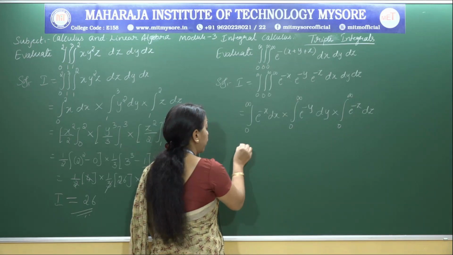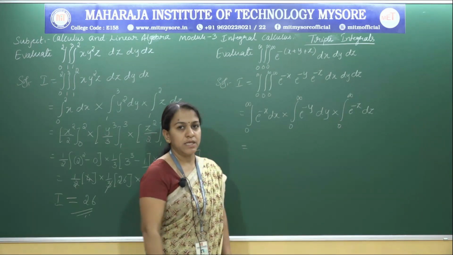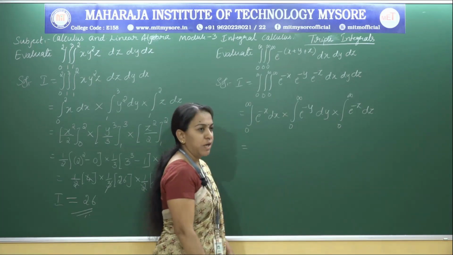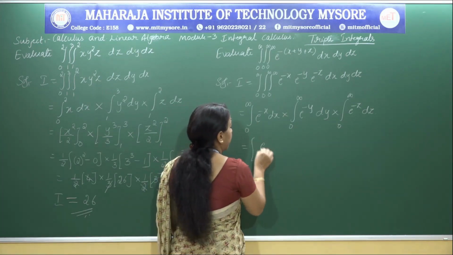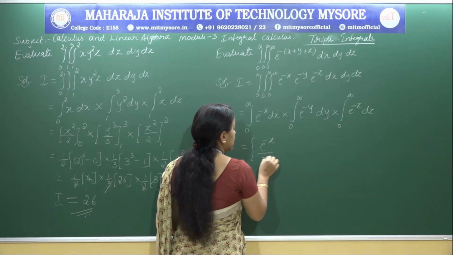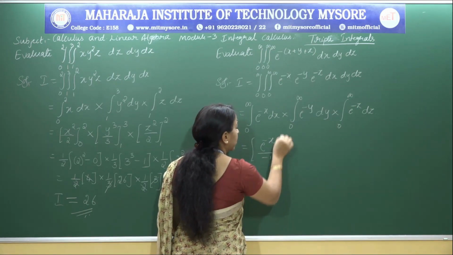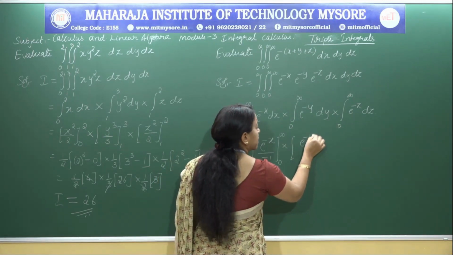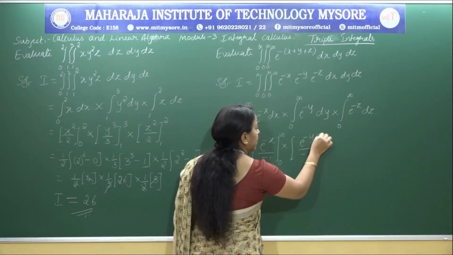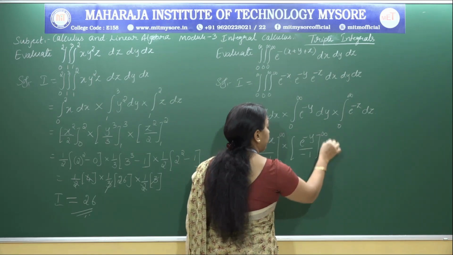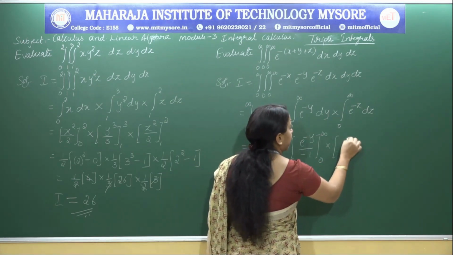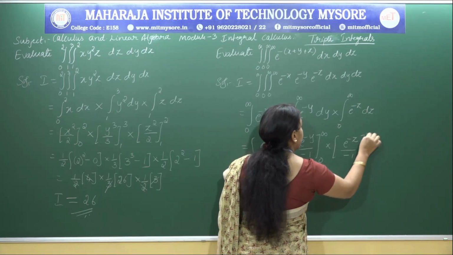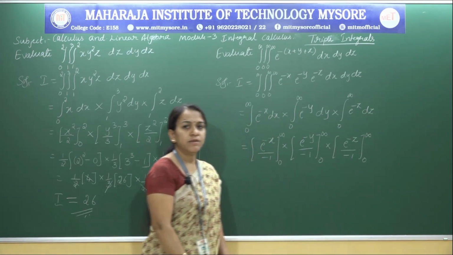Now integrate. We know the integral of e power ax is e power ax by a. So in place of a we have minus 1. So the integral of e power minus x is e power minus x by minus 1 between the limits 0 to infinity. The integral of e power minus y is e power minus y by minus 1 between the limits 0 to infinity. The integral of e power minus z is e power minus z by minus 1 between the limits 0 to infinity.